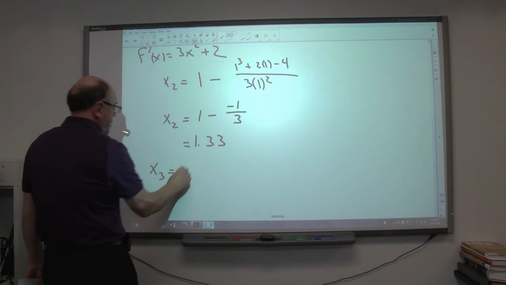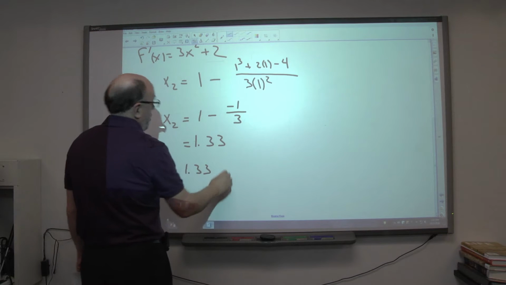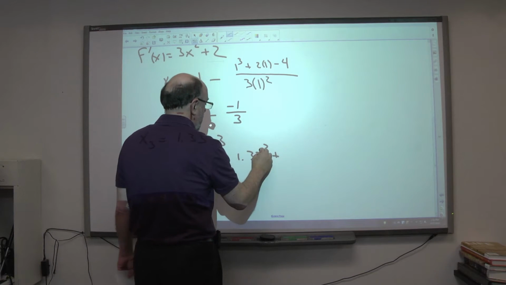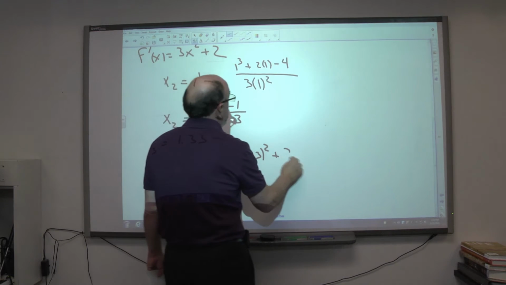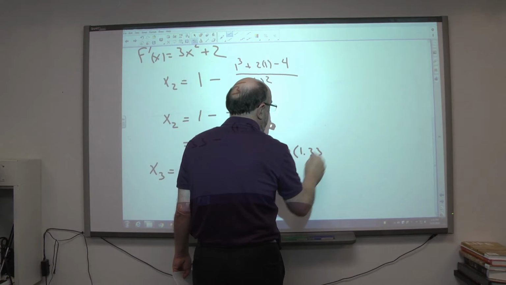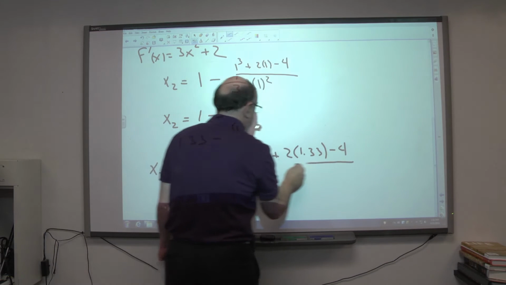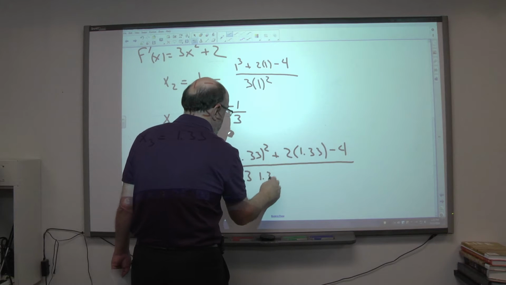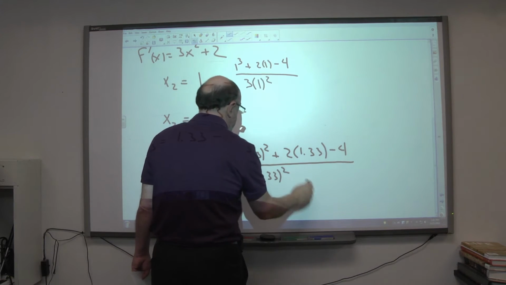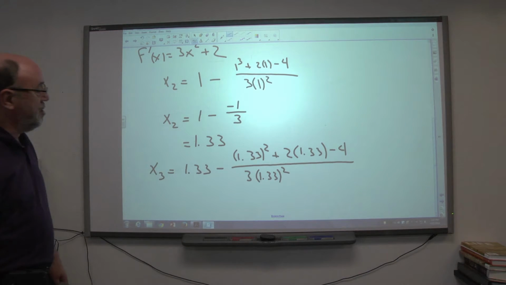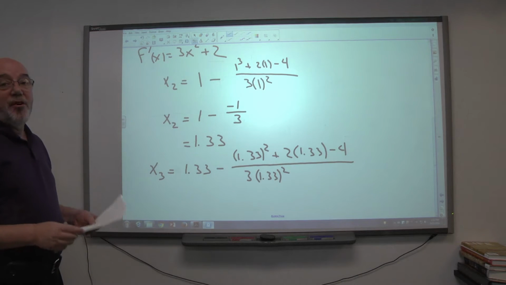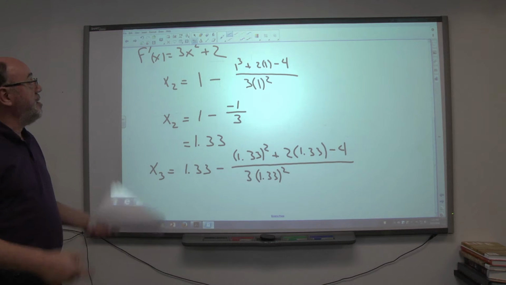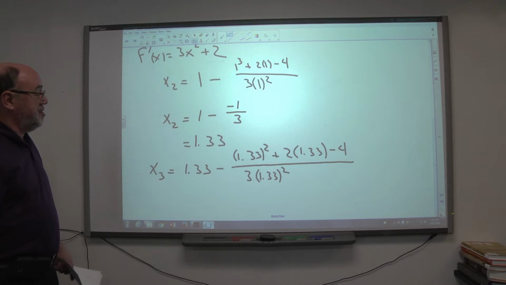Right? Well, then the method says, okay, then you go and say, x sub 3 is going to be this number, 1.33, minus 1.33 cubed plus 2 times 1.33 minus 4 over 3 times 1.33 squared plus 2. And that would give us our next number. And then we can keep this process going for however long we want, depending on how many decimal places we want our answer to. Right?